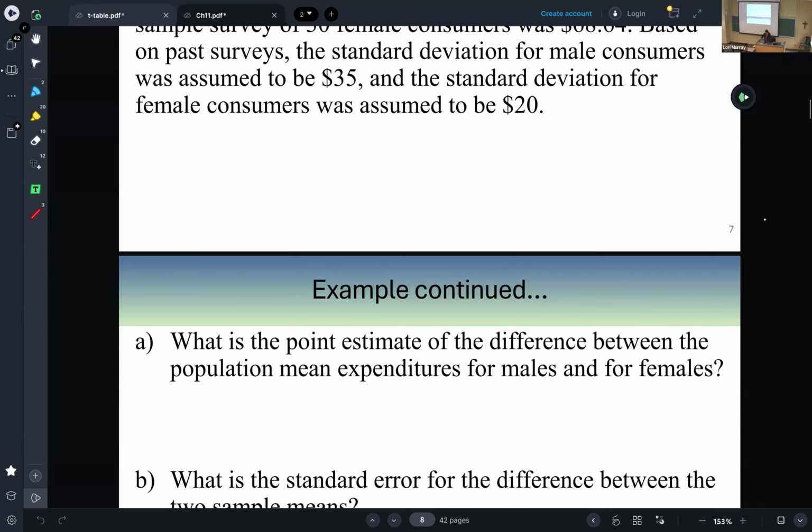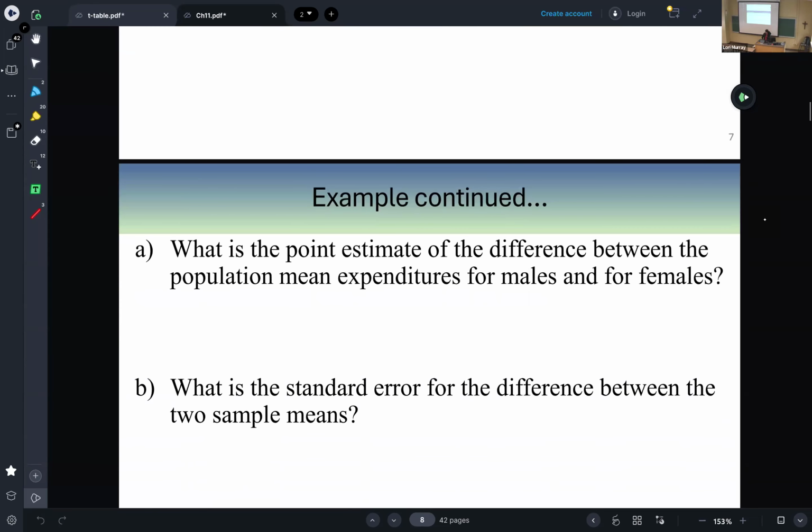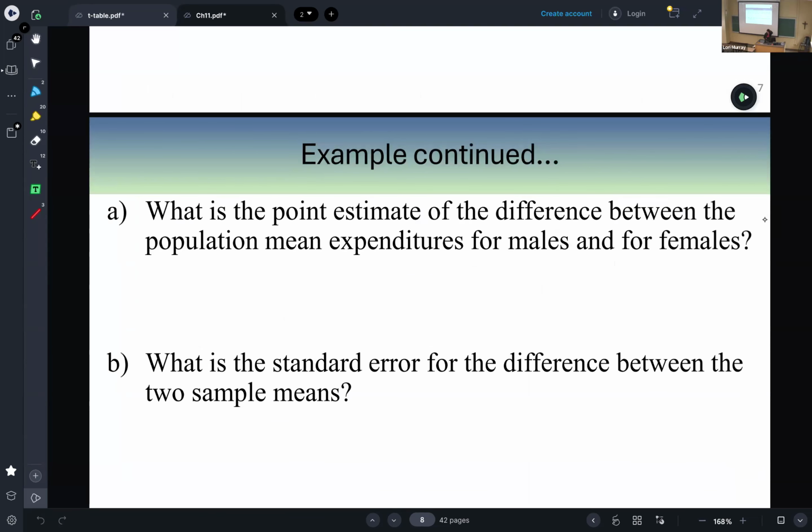So what did we need to do? What would be the point estimate of the difference between the population mean expenditures for males and females? This is a way to know if there's a difference. And you'll see how these confidence intervals are so useful here as we build towards this. All right, what do you think the point estimate would be?